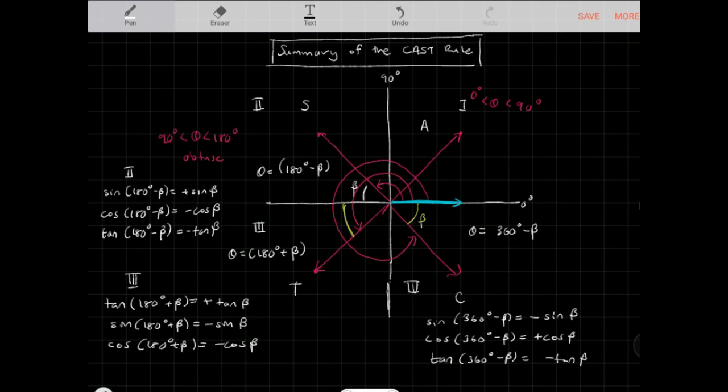It's good to memorize this CAST rule on the Cartesian plane, where cosine is positive in the fourth quadrant. All the ratios are positive in the first quadrant, with acute angles. Sine is positive in the second quadrant when we have an obtuse angle, and tan is positive in the third quadrant when we have a reflex angle. So I would memorize this, I would memorize the modifiers for each of these quadrants, and the next step would be to do some questions.